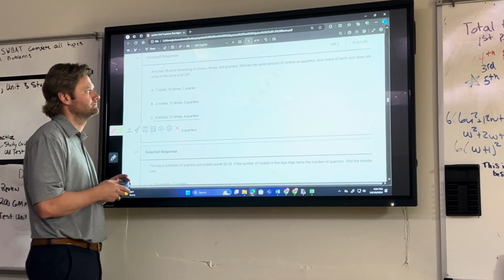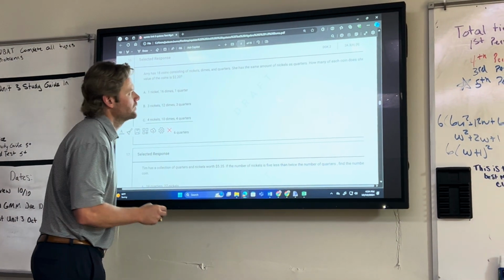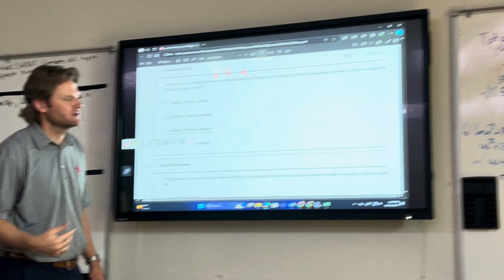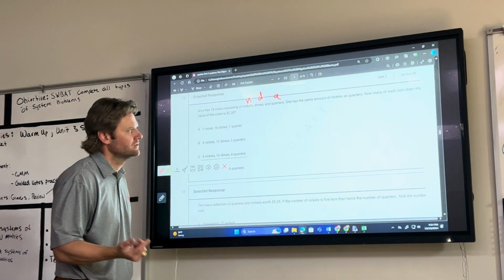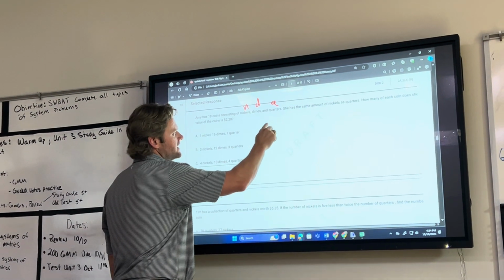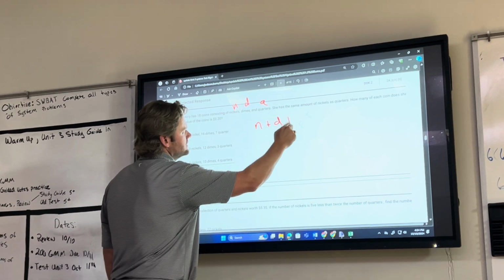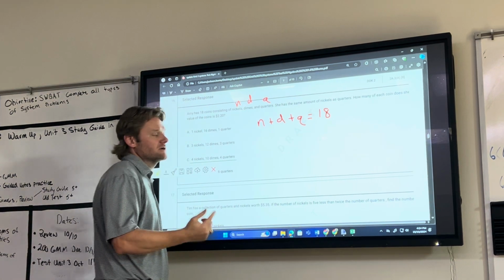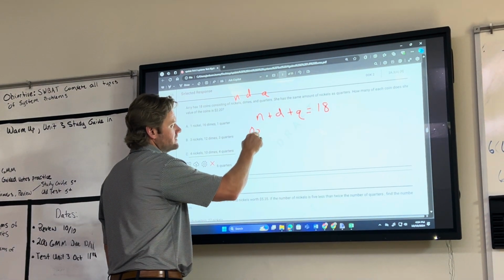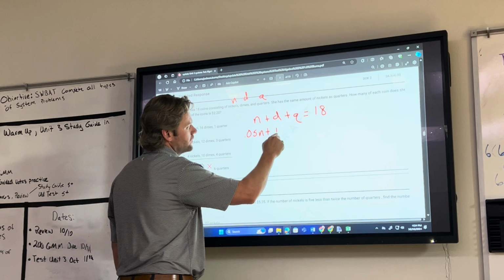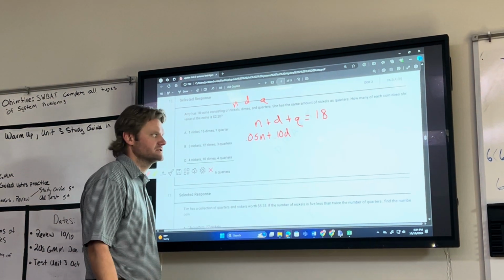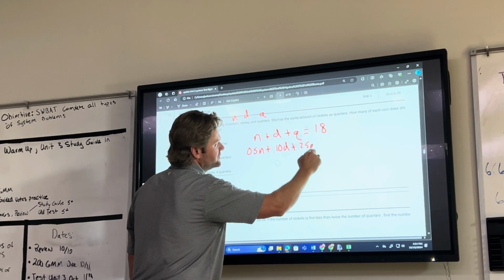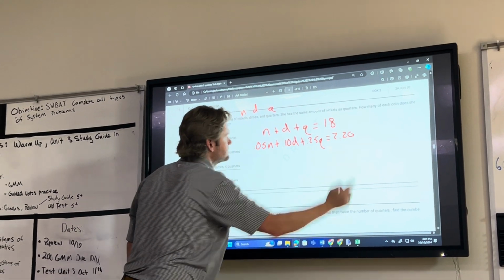I think it's an X, Y, Z thing. Sorry. Well, let's use N, D, and Q, so I can figure out nickels, dimes, and quarters. But yeah, they're the same as X, Y, Z. So I have N plus D plus Q, and that is going to equal 18. Now I can also put the values with them. So 0.05N plus 0.10D, just 10 cents is a dime, plus 0.25Q equals 2.20.